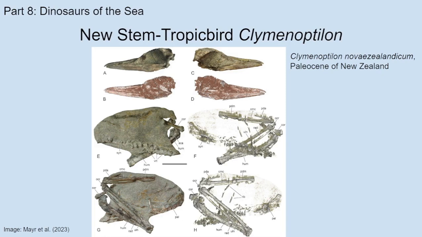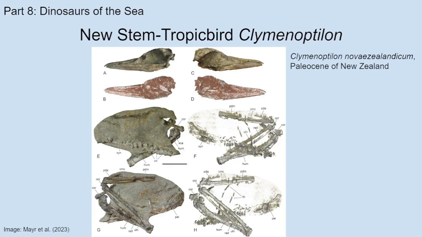It even has a really nice skull, as you can see on the top here. So this was an early stem tropic bird. It would have been pretty similar to many of the other stem tropic birds that have been found, like Prophaethon from the Eocene of the UK. In fact, that's another one that's been found in the Walton Clay Formation.